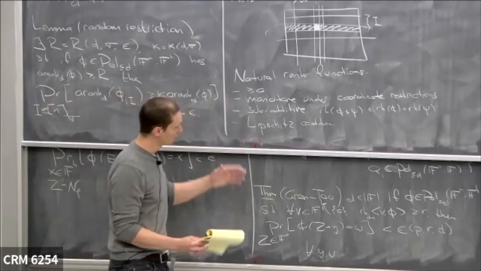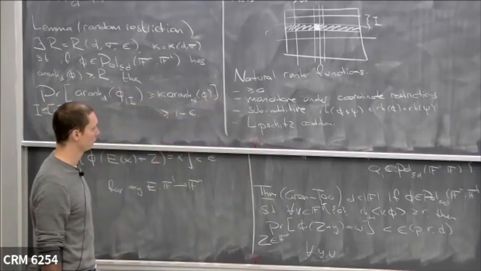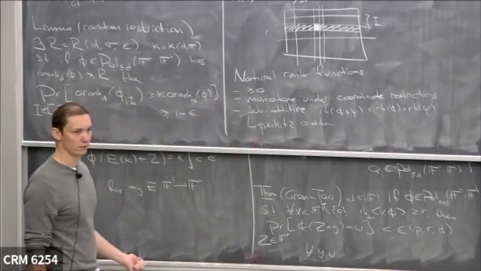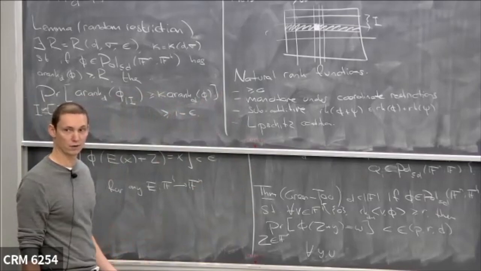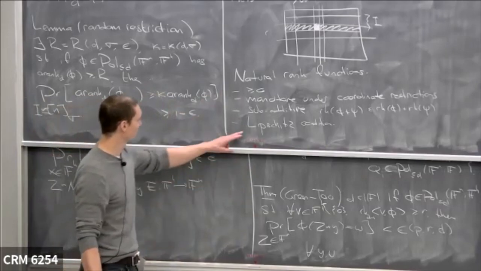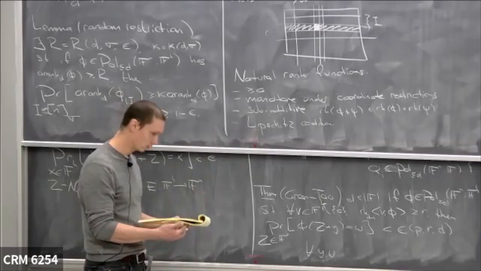Okay, and these are properties that are satisfied by many of the well-known rank functions we see. So slice rank for tensors satisfies this. Partition rank and geometric rank satisfy it. Tensor rank doesn't. Tensor rank very badly fails the Lipschitz condition.